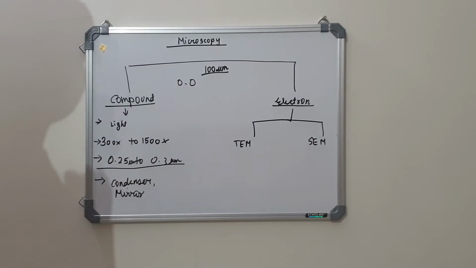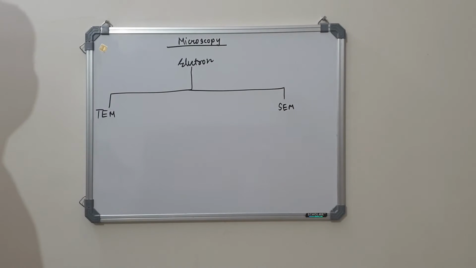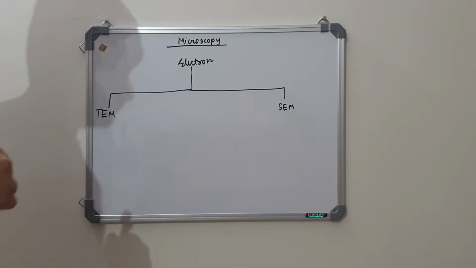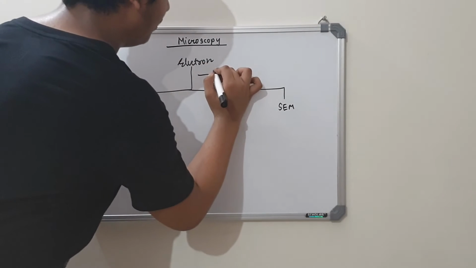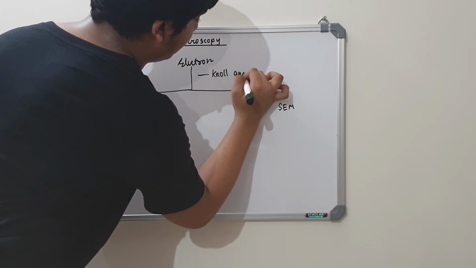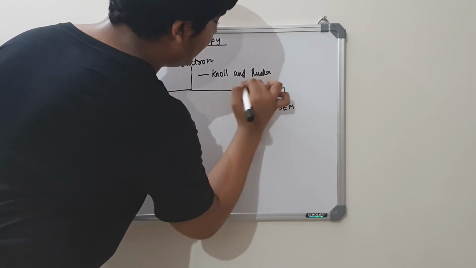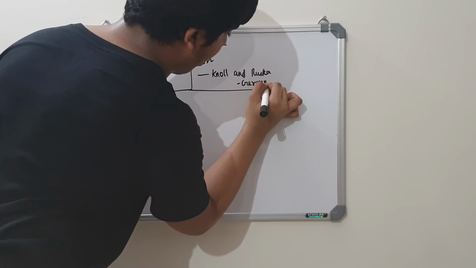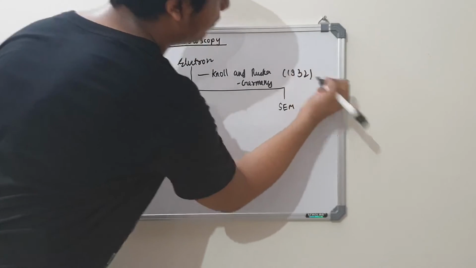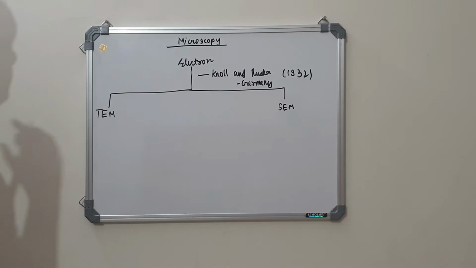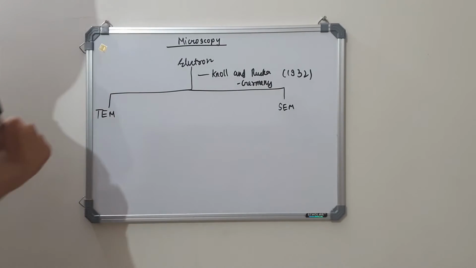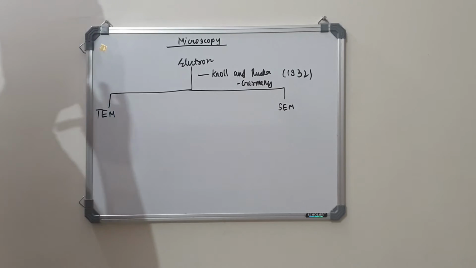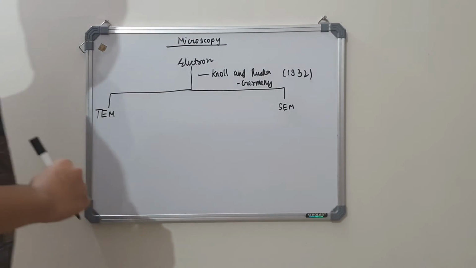Now let's proceed to electron microscopes. Electron microscopes are further divided into 2 types, TEM and SEM. Before proceeding, let us see who invented the electron microscope. It was invented by Knoll and Ruska, in Germany, in 1932. Now let's talk about these 2 microscopes. The full form of TEM is transmission electron microscope, and SEM is scanning electron microscope.